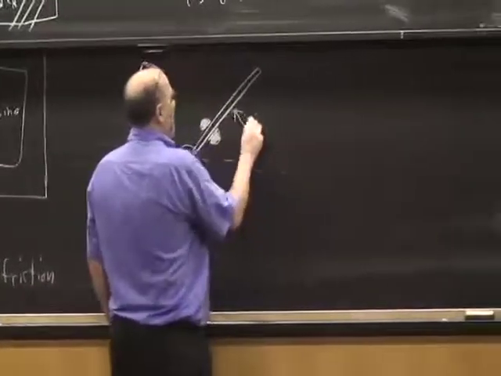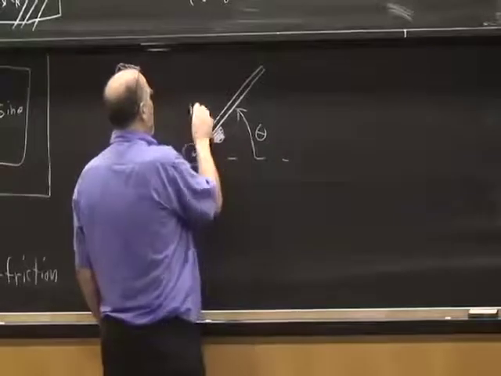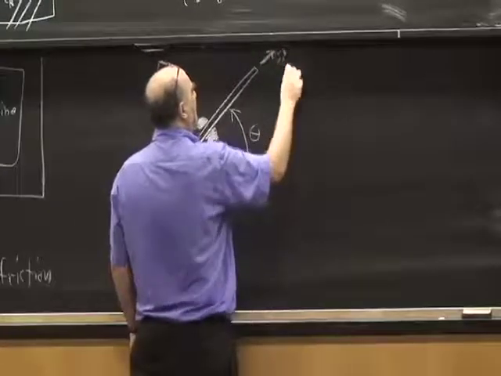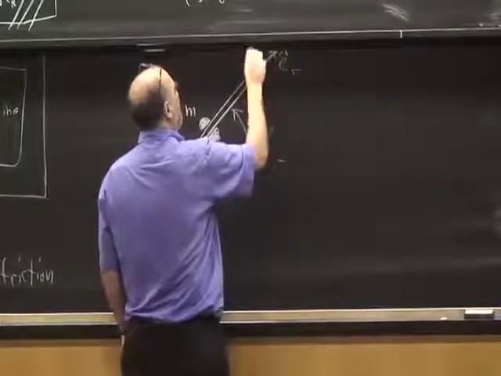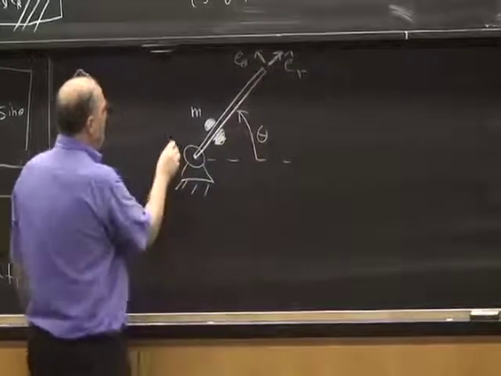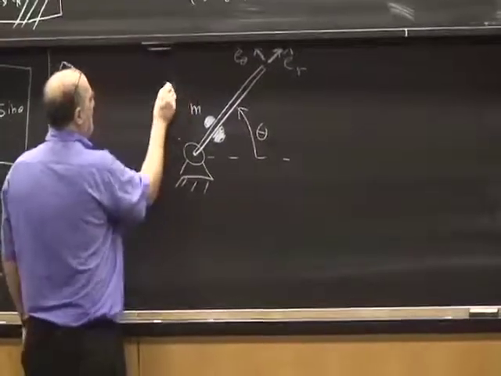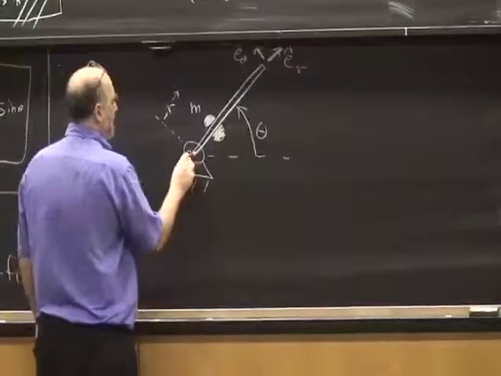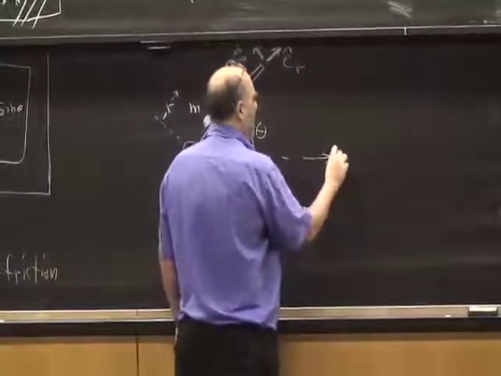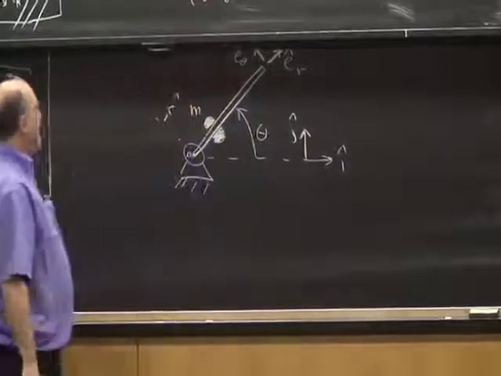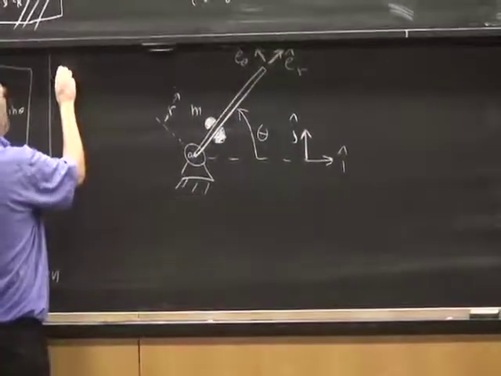Let's keep track of this angle here, theta. We've got this mass. We can put polar coordinates here, e_r and e_theta. Sometimes I use small r, sometimes capital R. Let's keep track of the distance this thing has got from the center. Let's call that little r. And let's have an origin here. If we need it, we can have an i and a j, like so.